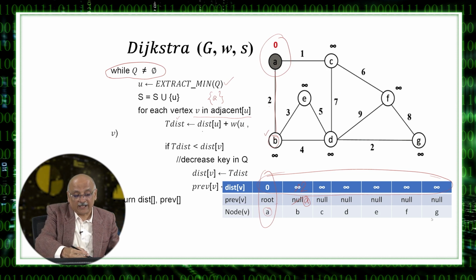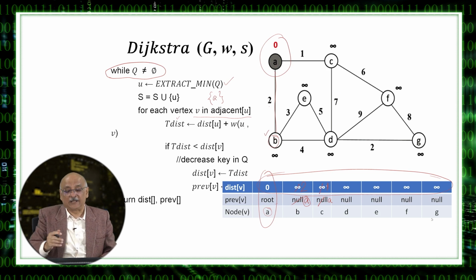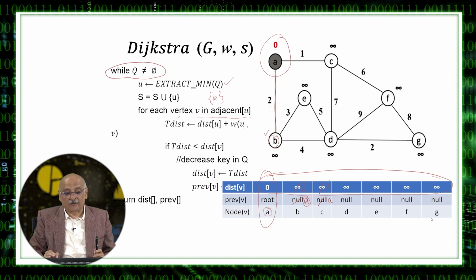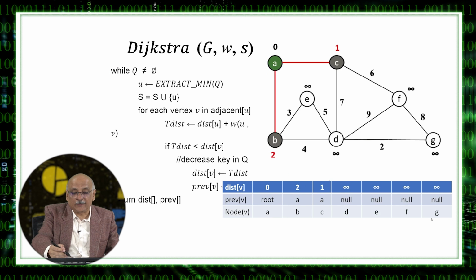Iteration will go on, right? Because there are more than one adjacent nodes. So for C also the similar thing will be done. So the predecessor is going to be A, the distance is just 1, 0 plus 1. So this change is going to take place. So the value will be updated to 1. All right. So what we get? We get this in this particular case.